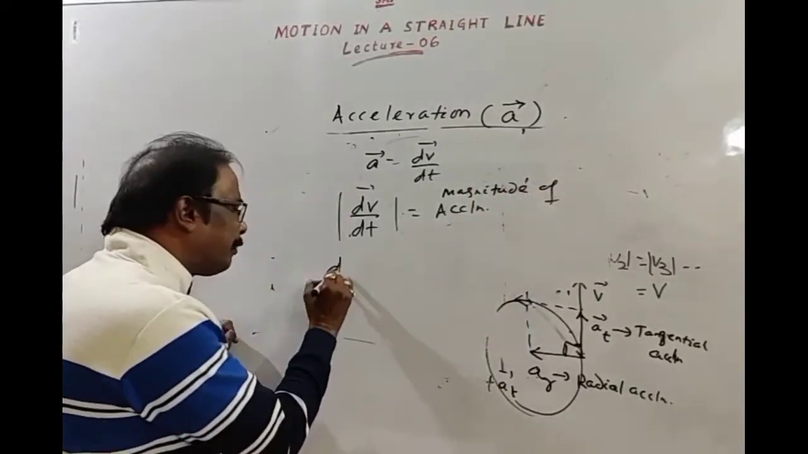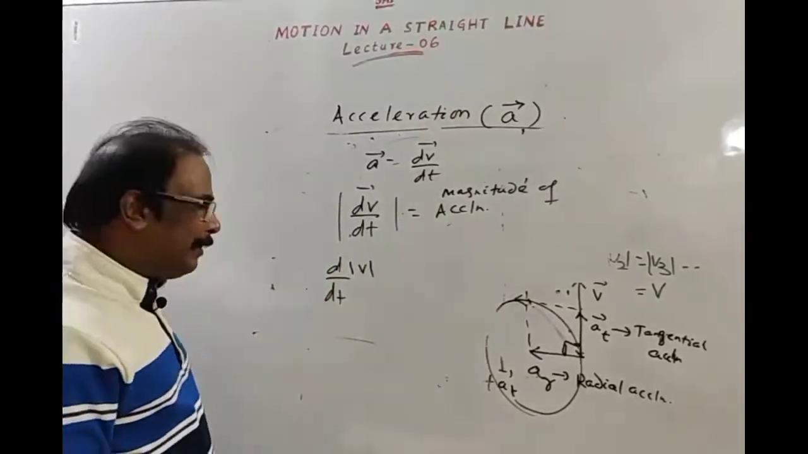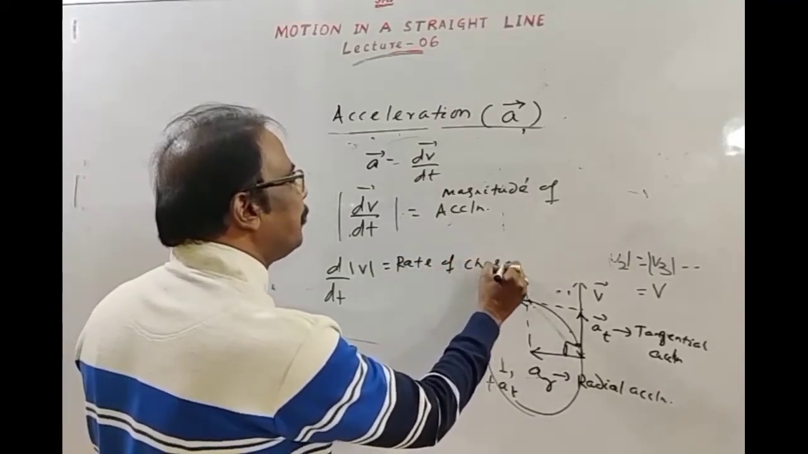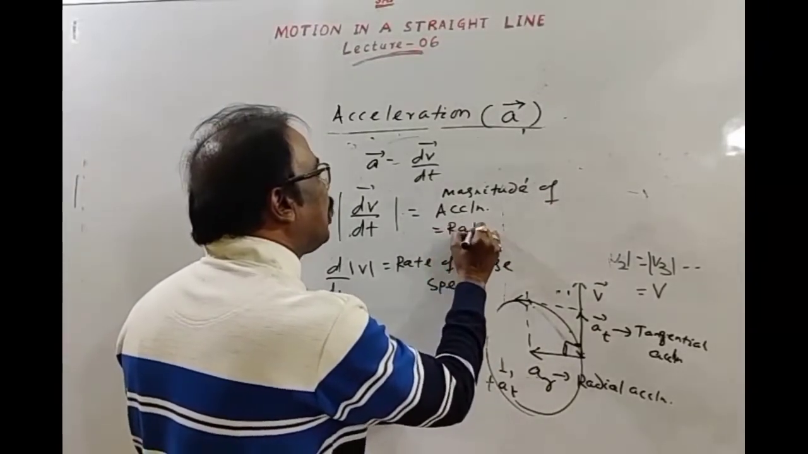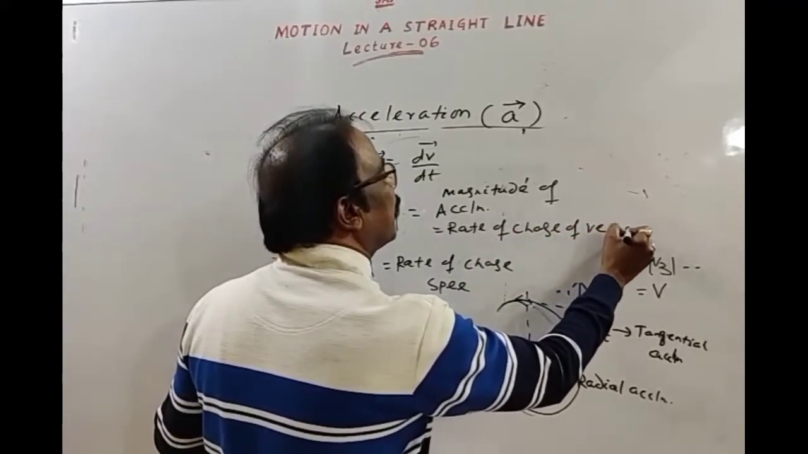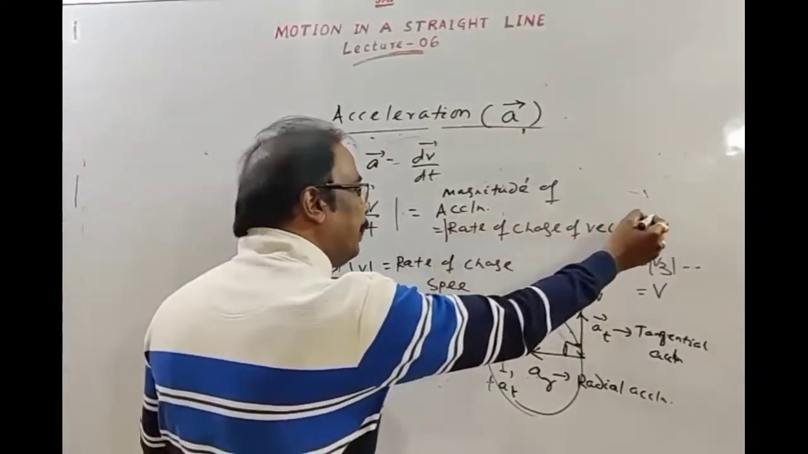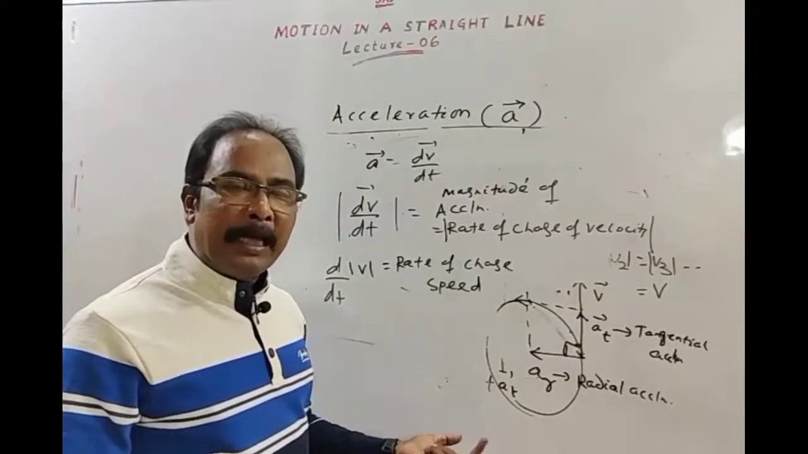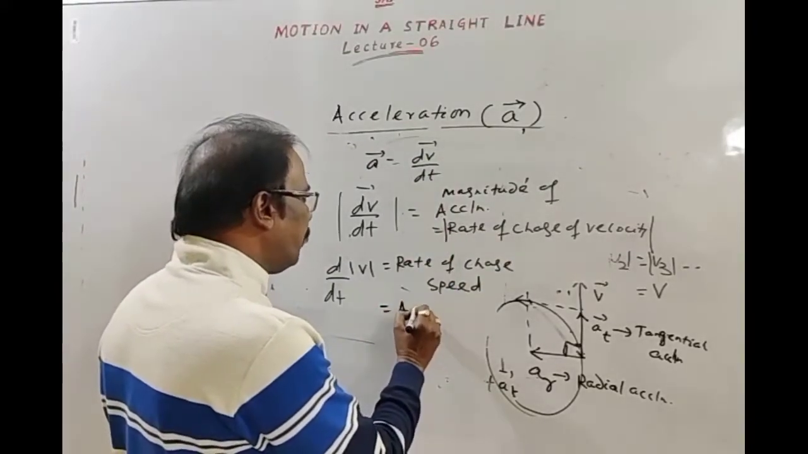Okay, but if I write d by dt of speed, where v is speed, then it is the rate of change of speed. Here it is rate of change of velocity. Means magnitude of acceleration is magnitude of rate of change of velocity. Here also rate of change of speed. When speed changes, means magnitude changes, acceleration is produced. So this is also magnitude of acceleration.